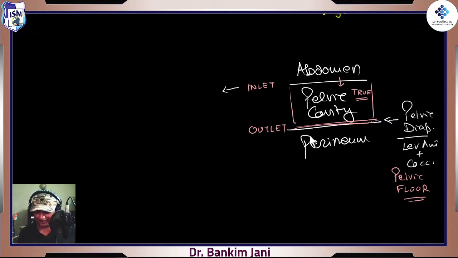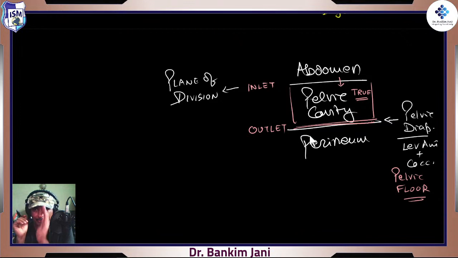So this abdomen and pelvic cavity, in between is the inlet, and this is the plane of division. And how does it happen? Now visualize the pelvic cavity: on the posterior side there is the sacrum, right? On the anterior side there is the pubic crest, right? And on both sides there is the ilium, right? Now those ilium, they are big, the ala of ilium, they are big.